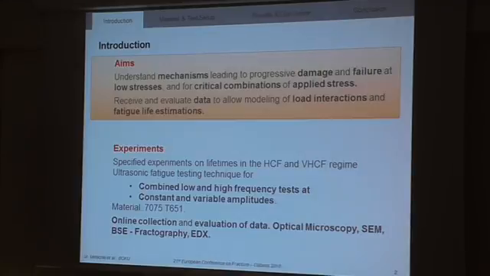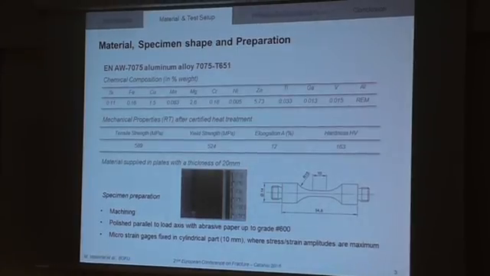We conducted experiments on lifetime in the high cycle and very high cycle fatigue area with a combination of low and high frequency tests with constant and variable amplitudes. The material used was 7075 aluminum alloy with a heat treatment of T651, and you can see the specimen shape here. It was machined from plates and polished.